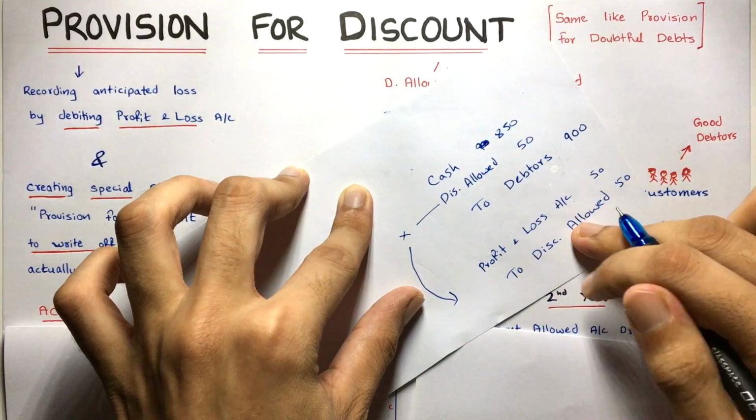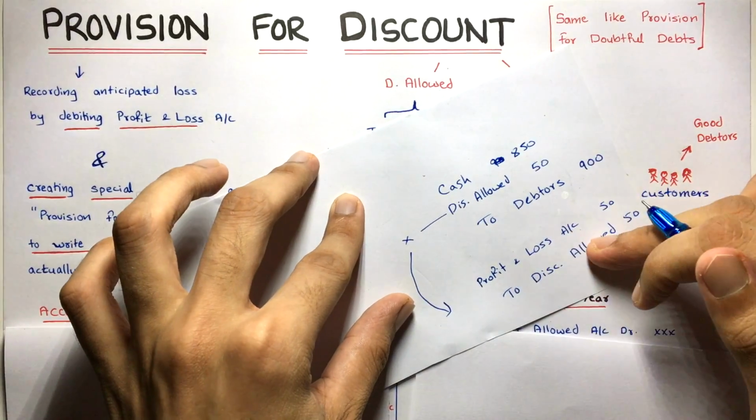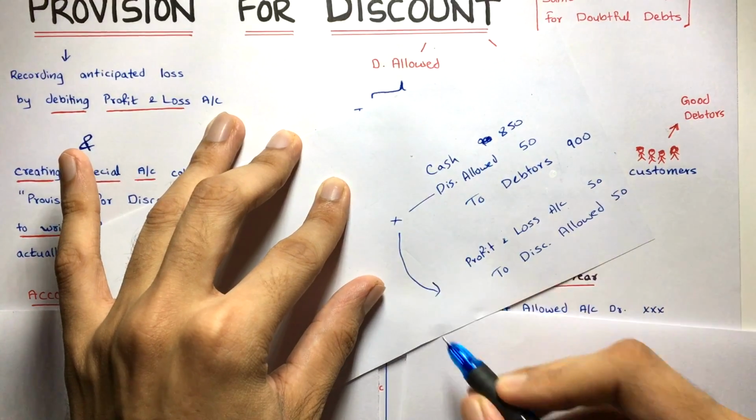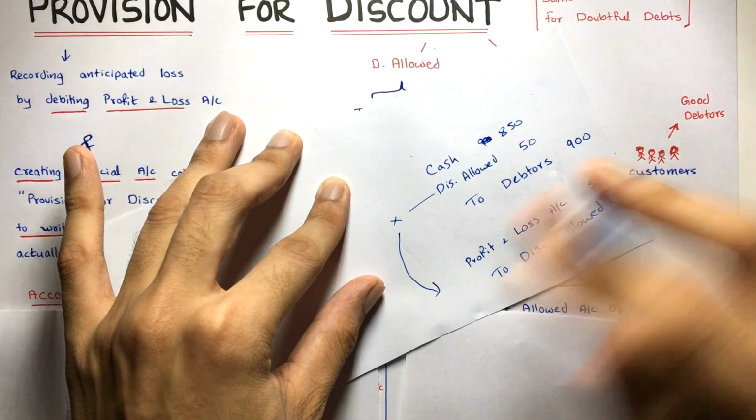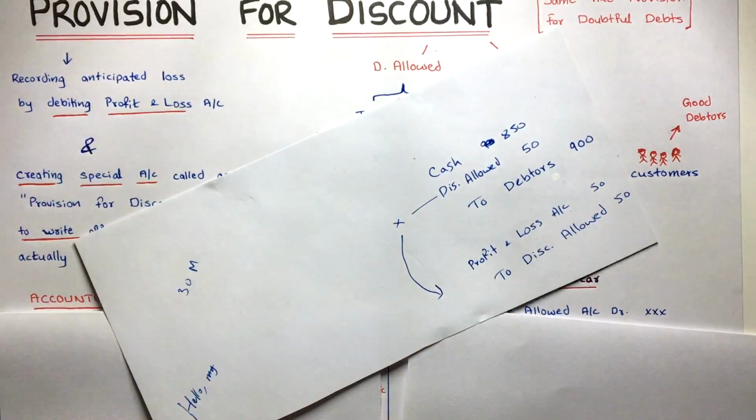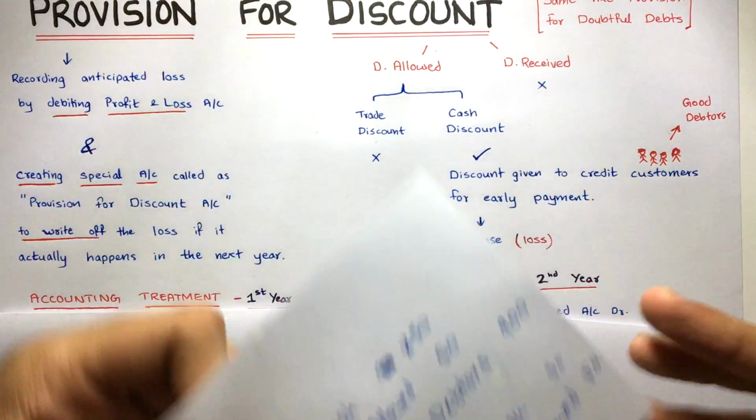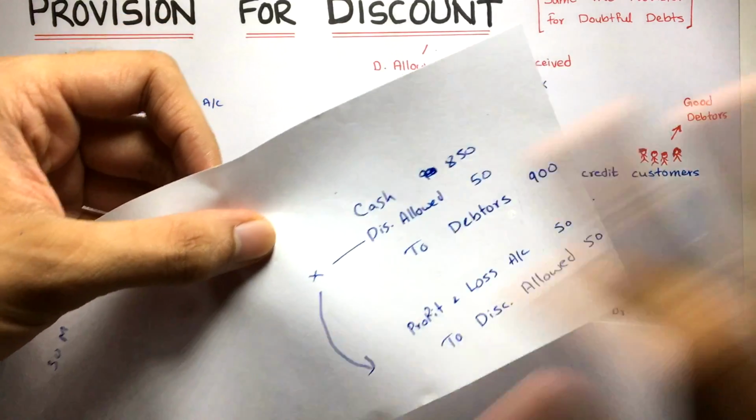So with this entry, what happened? That discount allowed account is closed. Here it was debited, and then here it was credited with the equal amount. So that discount allowed account is completely finished. Okay, these are the two entries you pass. Fine, simple. Okay, so this is the treatment when provision is not maintained.